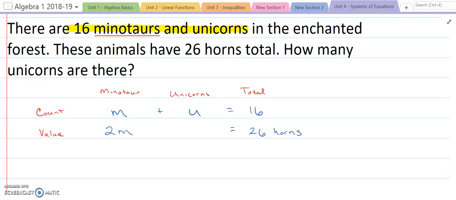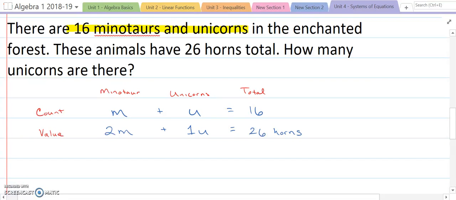A unicorn is a lovely creature that farts out rainbows. Unicorns have one horn, and now I have two equations.